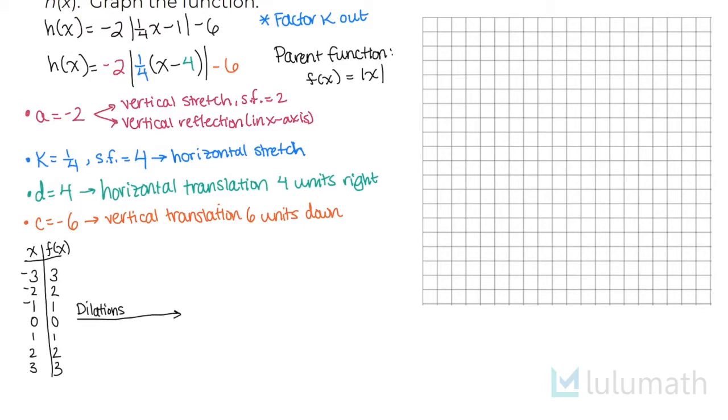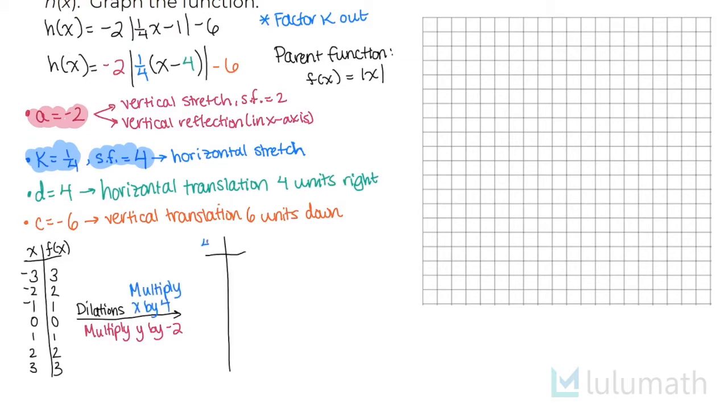And our dilations come from the A value and the K value because these values tell us our stretches or our compressions. So since we have an A value of -2, we are going to multiply all the Y values by -2. And since we have a K value of 1/4, that tells us that we have a scale factor of 4, so we're going to multiply all of our X values by 4. So in our new chart, we'll have 4X and -2Y.